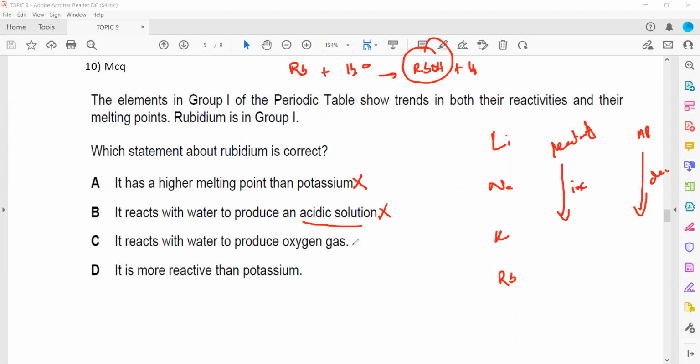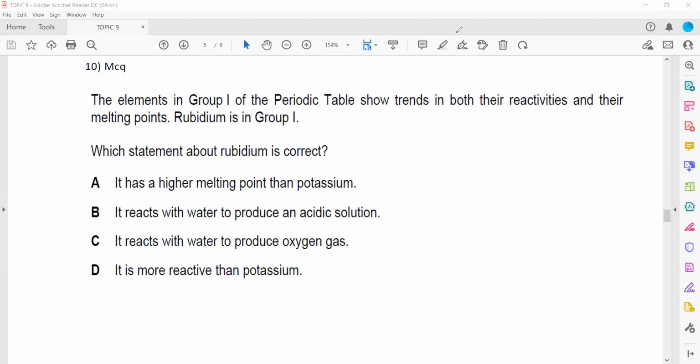It reacts with water to produce oxygen. That is wrong. All these alkali metals react with water to give off hydrogen gas, not oxygen. And it is more reactive than potassium. That is true, because as we go down the group, the reactivity increases. So rubidium is more reactive than potassium. So D is the right answer for this.